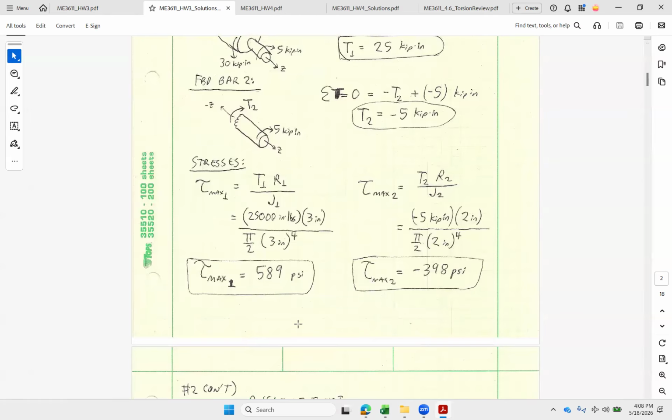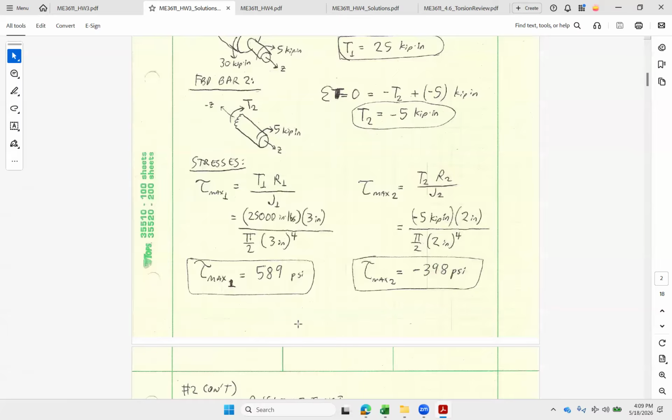Stress is just TR over J. And remember to be careful that we're using individual subscripts on all of these. So the torque carried by number 1, the max radius on bar number 1, and then J for bar number 1. And same thing for number 2. We get 589 and minus 398.